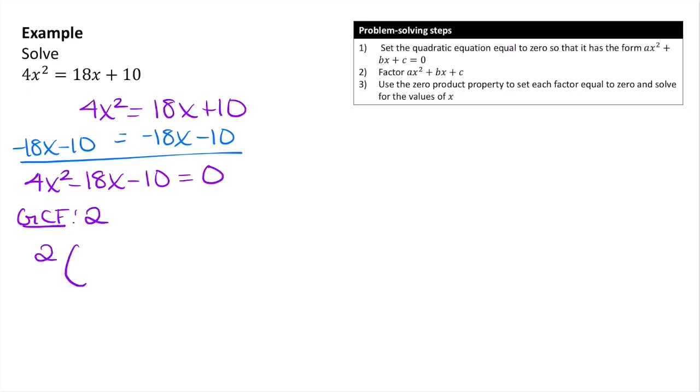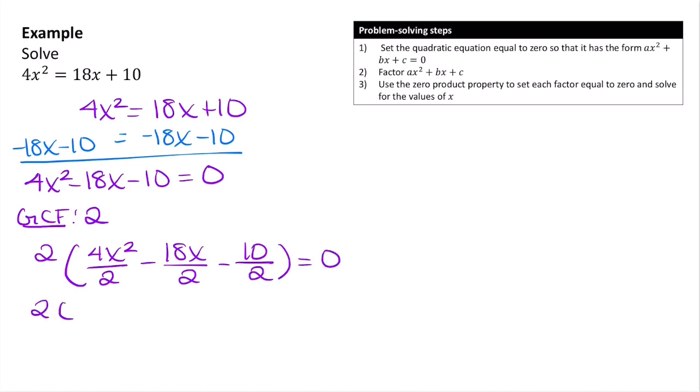And so I have 2 times 4x squared over 2 minus 18x over 2 minus 10 over 2. Okay, and that's equal to 0. So that gives me 2 times 4 over 2 is 2, so I have 2x squared, minus 18 over 2 is 9, so 9x, and then minus 10 over 2, which is 5.